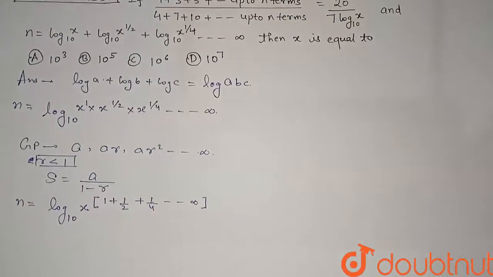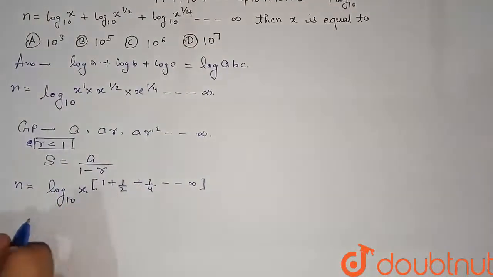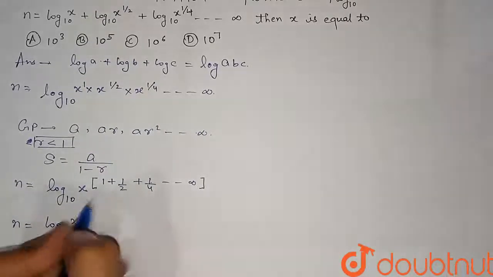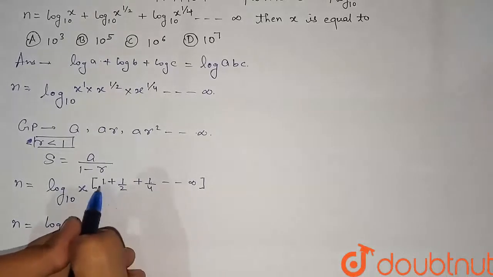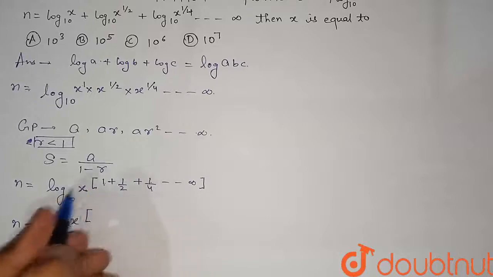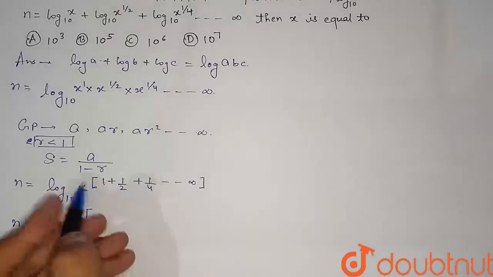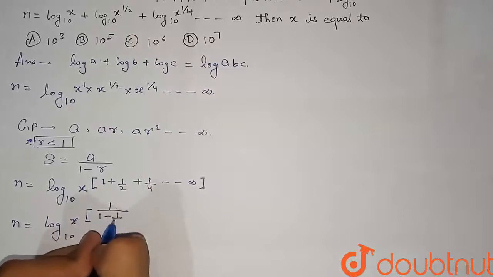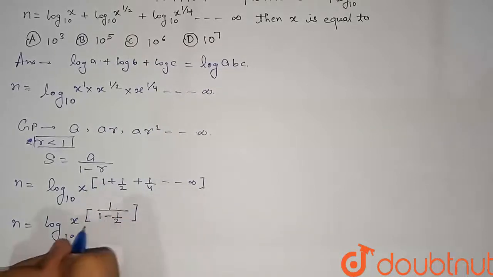So by using this formula, we can write the value of n, and n will be equal to log of x having base 10, where the power of x will be 1 + 1/2 + ... Here the first term is 1 and the common ratio is 1/2. So the value of a/(1 - r) will be 1/(1 - 1/2). So that's the value of the power of x.